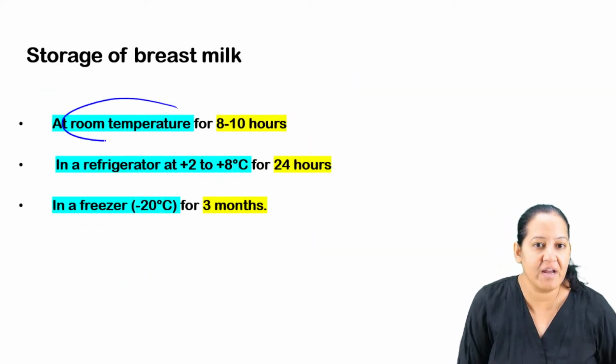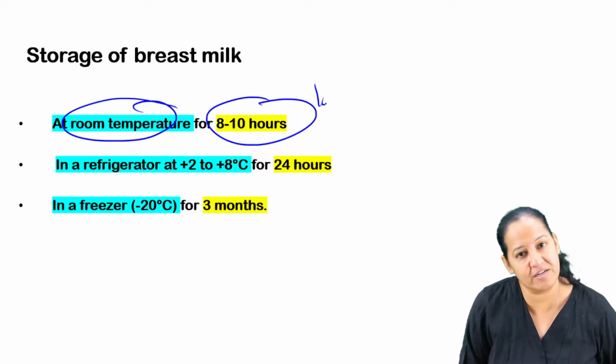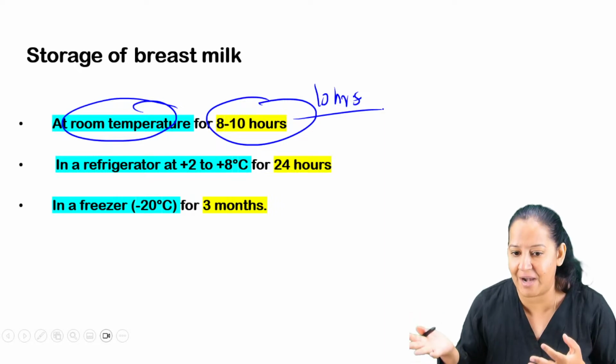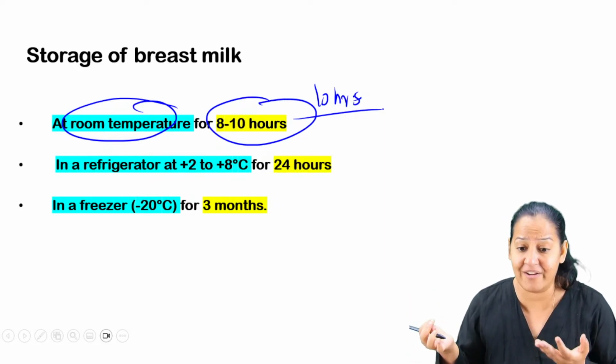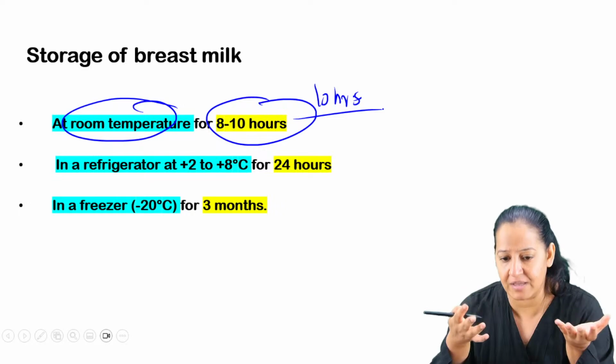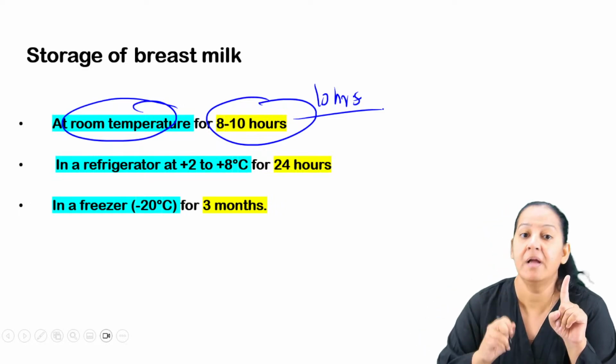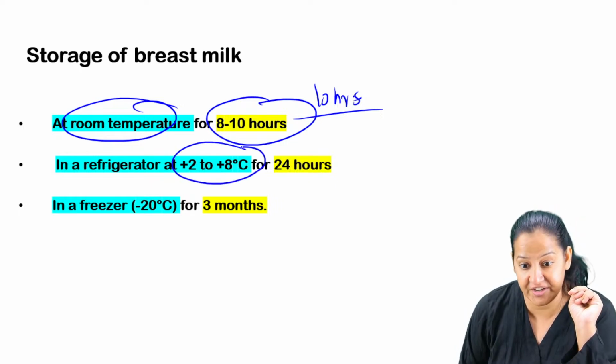If we are storing it at room temperature, it can be stored for 10 hours. For 10 hours, it can be stored well without any contamination. And any caretaker, the grandmother, granny, nanny, the father, whosoever is available, can feed the baby later on if the mother is not available. Number one. And number two, if it is kept in the refrigerator.